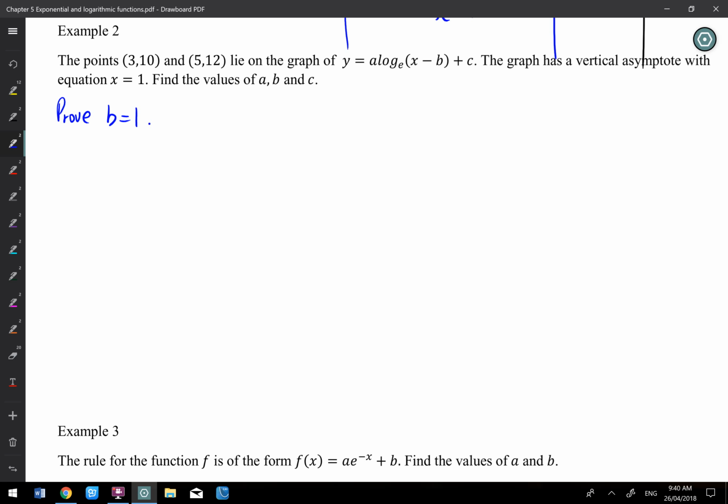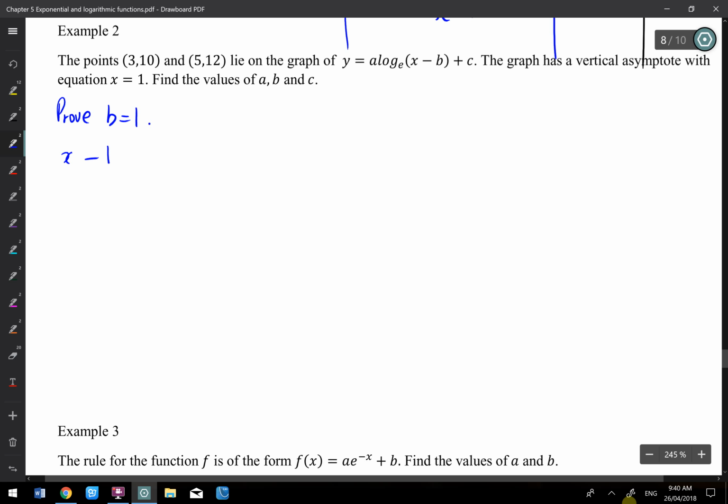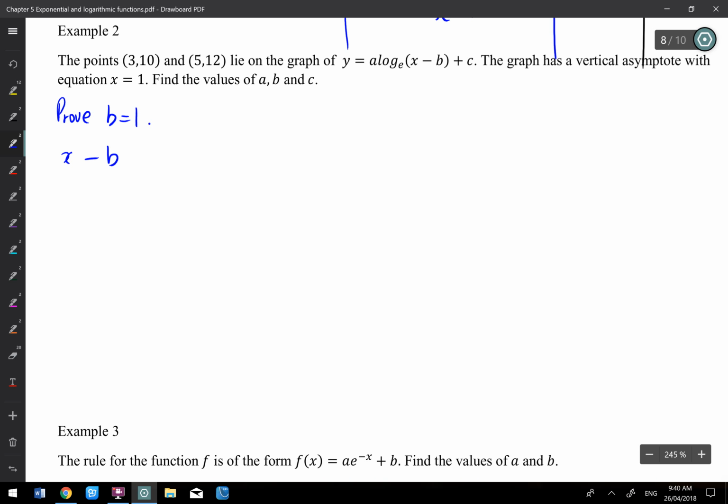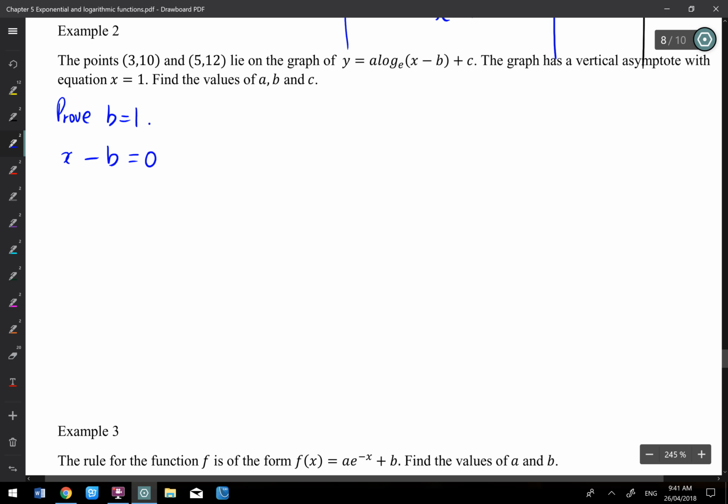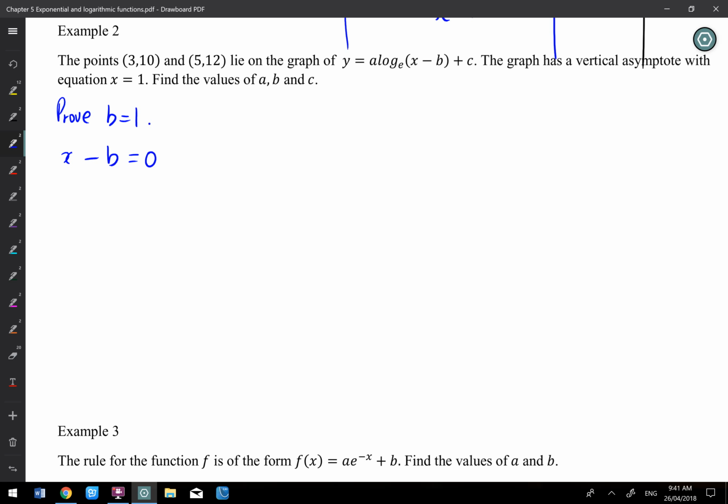X minus b equals to 0. Good. That's the way we find asymptotes. Okay, assume we don't know what the asymptotes are. We're trying to find asymptotes. We make x minus b equals to 0. Remember, we can't use the fact that b equals to 1 directly. A proof needs to show the answer in the end. Your last line needs to show b equals to 1, not in previous lines.